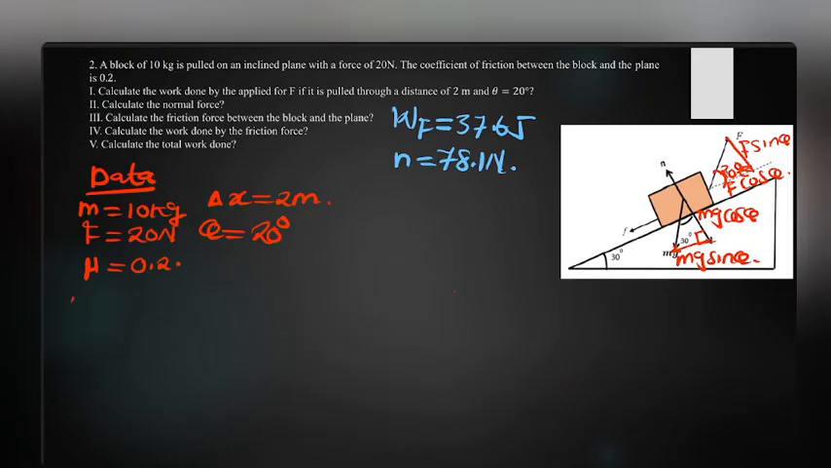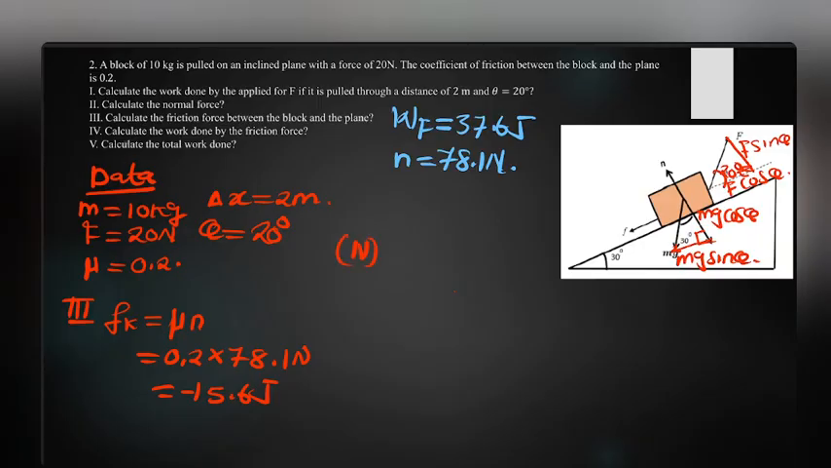Now we move to part 3. Part 3 says calculate the friction force between the block and the plane. To calculate the friction force, the friction force is equal to the coefficient times the normal force. The coefficient is 0.2, and the normal force that we have calculated is 78.1 newtons. So we just need to punch that on our calculator. We're getting 15.6, and we need to indicate that this is negative because that's the friction force.